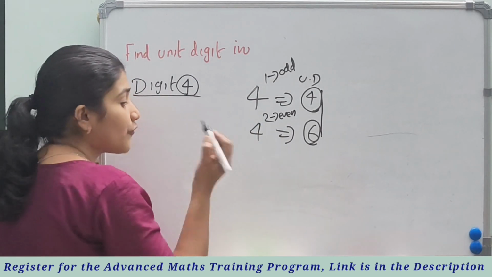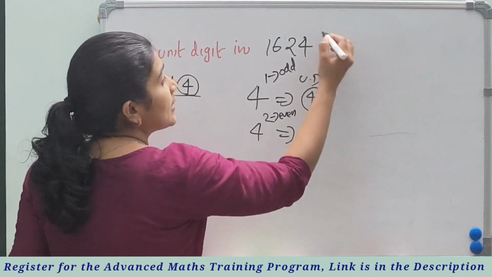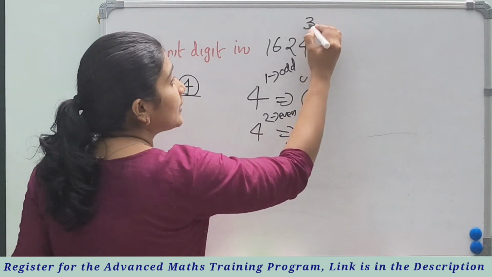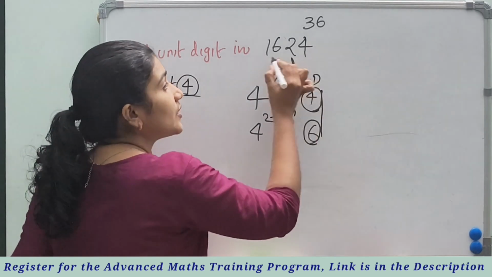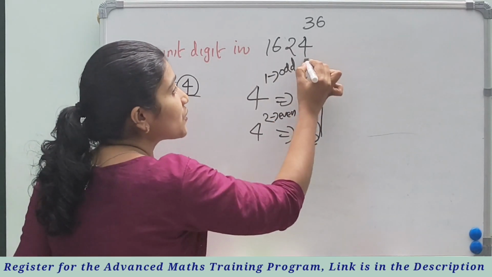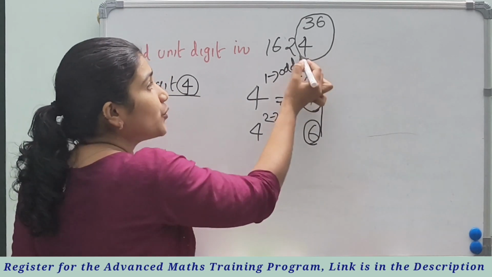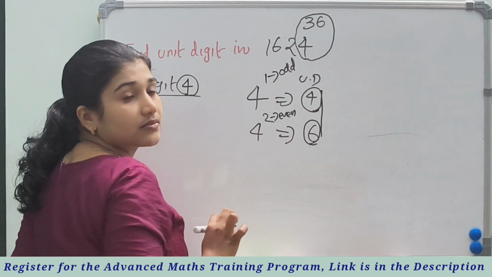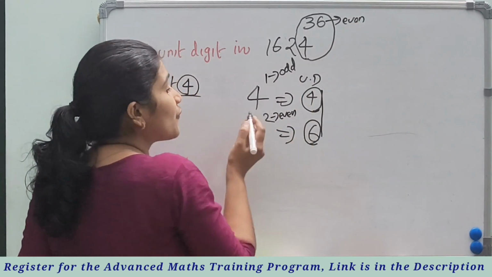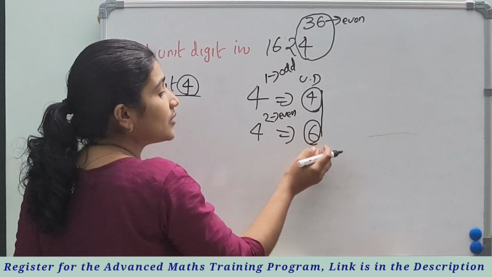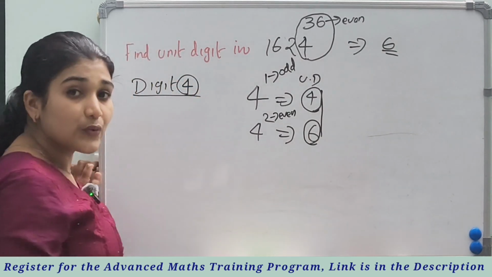Now find the unit digit in 1624 raised to 36. You can see here 1624. In 1624, 4 is the unit digit. So 4 raised to 36. Find the unit digit in 4 raised to 36 to find the answer. Here 36 is an even number. So 4 raised to even number, 6 is the unit digit. So here unit digit is equal to 6.